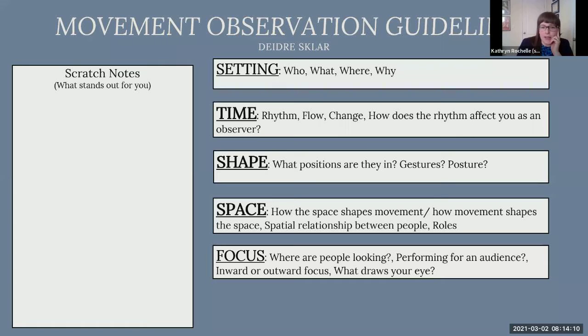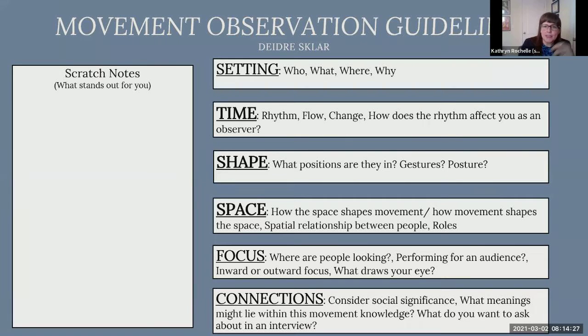Then we look at the focus. So where are people looking, both the performers and observers? Are they dancing for an audience? Do they have an inward focus or an outward focus? And as an observer, what draws your eye? What catches your focus?